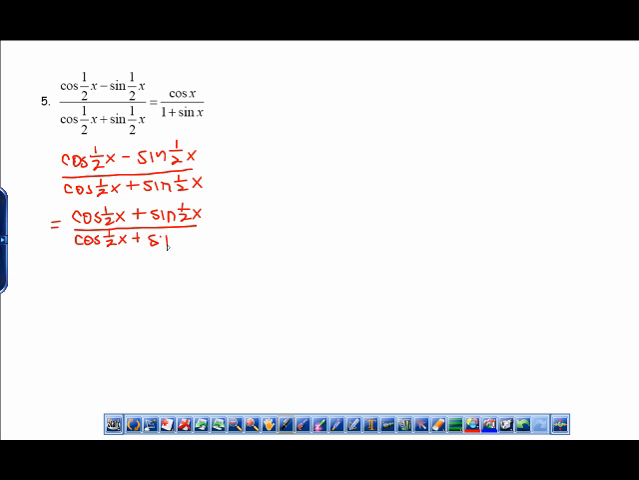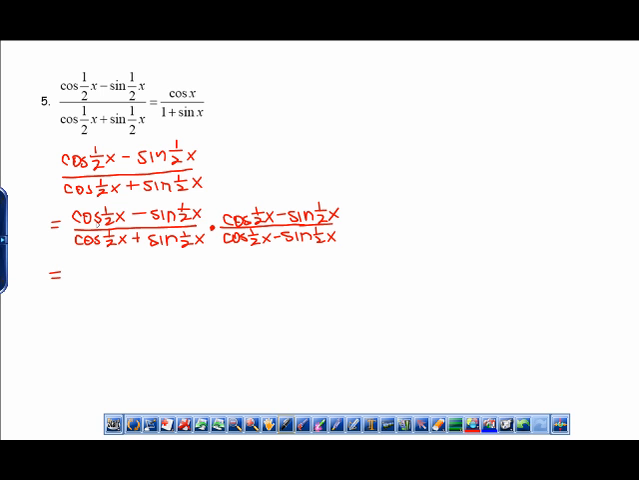I just realized I need to erase up here because I wrote plus instead of minus. Okay, so now I want to multiply by the conjugate of the denominator. That would be cosine 1/2 x minus sine x, which ends up being the same thing as the numerator. It may be annoying to write all this out, but it's not difficult.